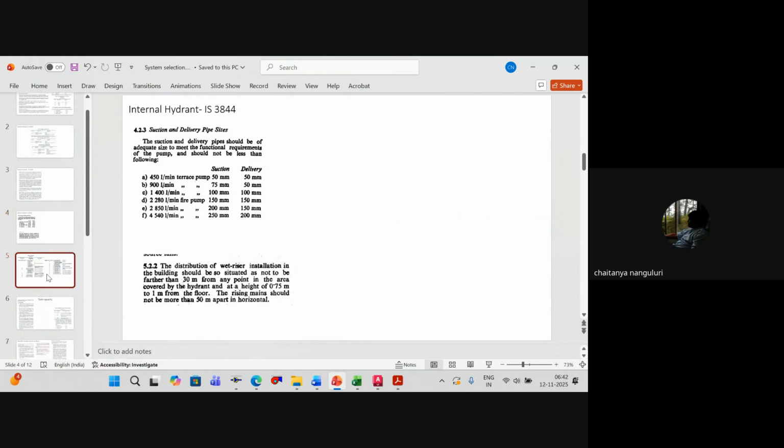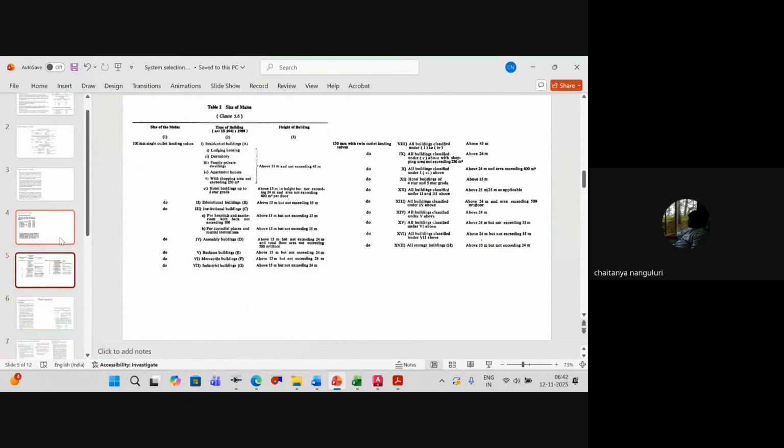Now coming to the landing valve, the types of landing valves that we have. For your external landing valve, for storage buildings or very high buildings, you'll go for double-headed hydrant valves, or else a single-headed hydrant valve is sufficient. Understood? In this particular one, you can see a 100 mm single outlet landing valve is sufficient for the following areas. For all institutional buildings also, we can have a single-headed hydrant valve. You need not have double-headed.